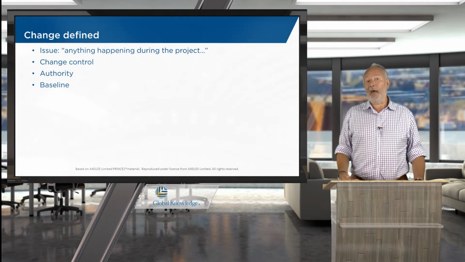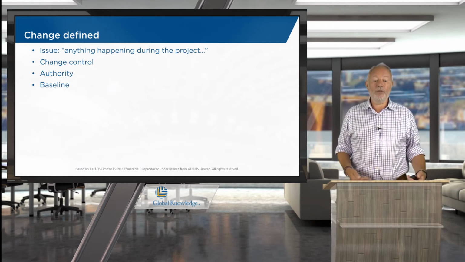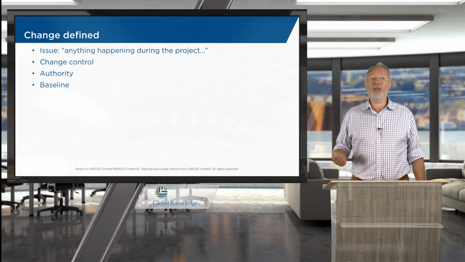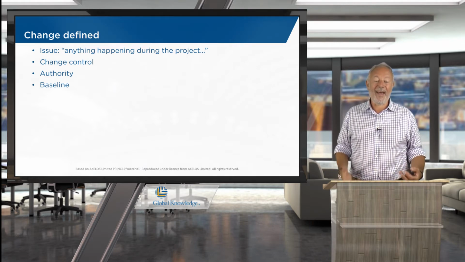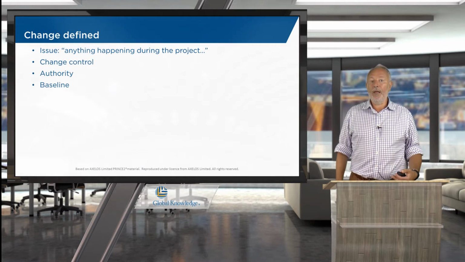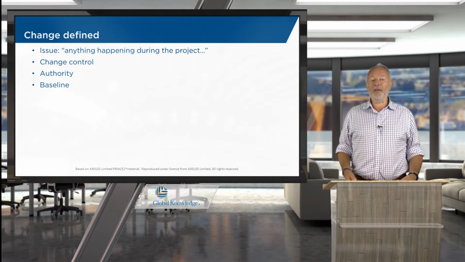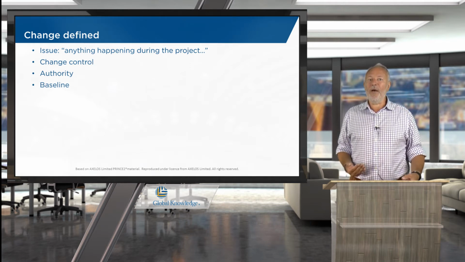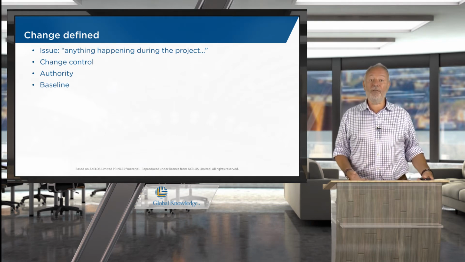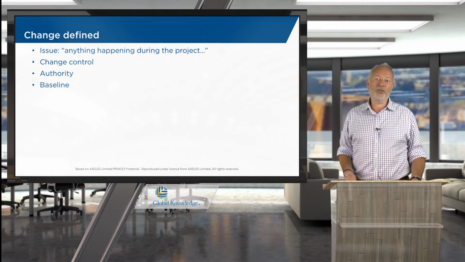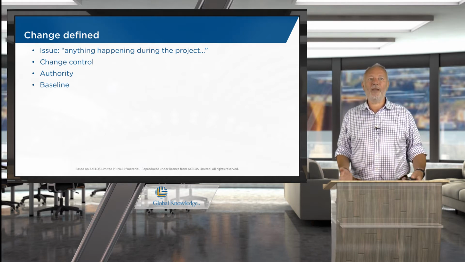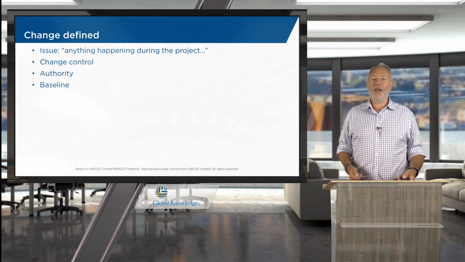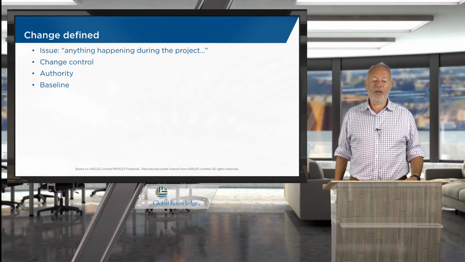Change itself is anything that is happening on the project that wasn't in the plan. So this will usually be generated or captured as an issue. Everything starts as an issue. It doesn't necessarily mean that it's going to end as a change. Once we look at it, it may turn out that it's not significant or not even applicable to our project, or perhaps the issue in reality turns out to be a risk. So everything starts as an issue and may turn out to be a change.